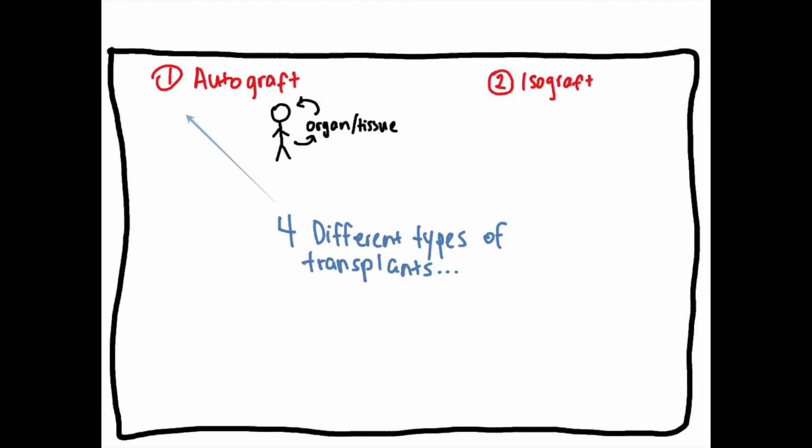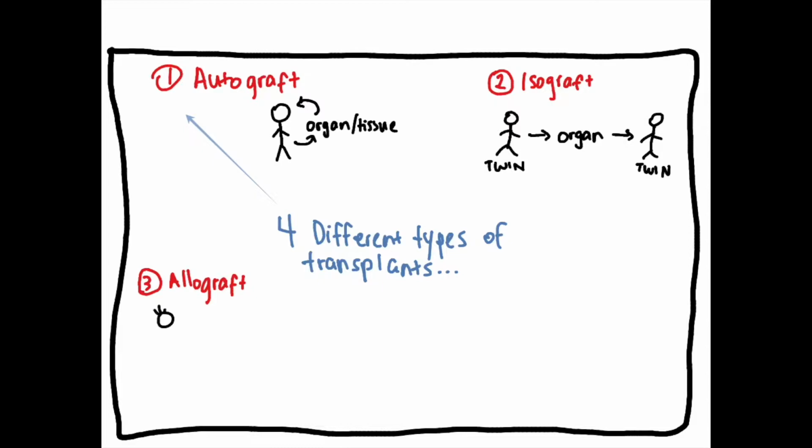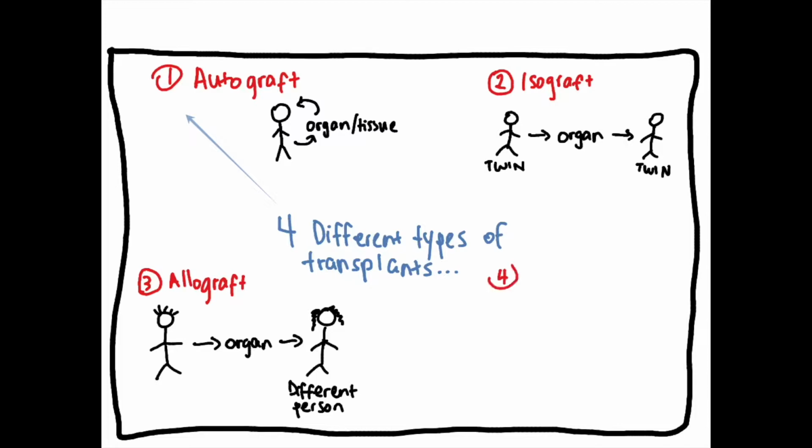Next, we have isografts, where transplantation of tissue or organs comes from an identical twin or monozygotic twin. These are less common. Allografts, which are the most common type of transplant, are where you receive an organ transplant from another person, not necessarily an identical twin. Kidney transplantation falls under this category.